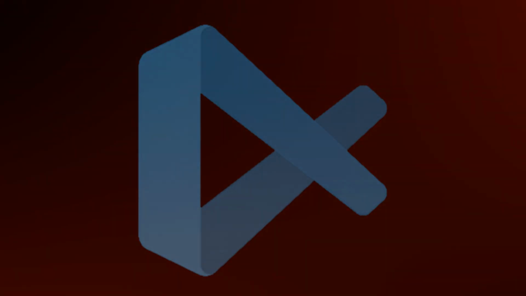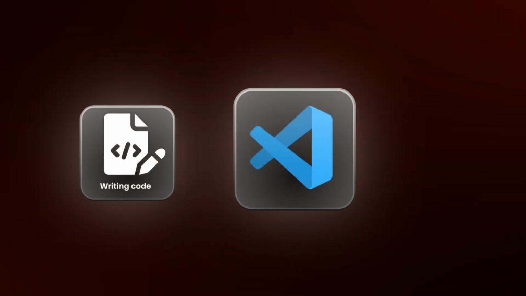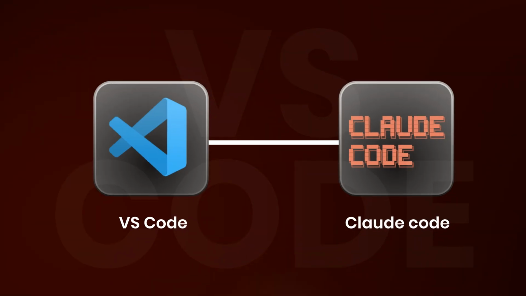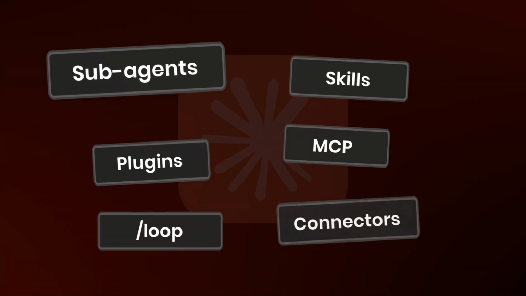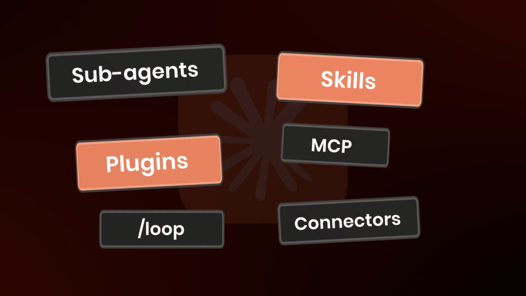Okay, this one is my personal favorite, the VS Code extension. It basically allows you to connect Claude Code directly inside VS Code. So if you want to build an application, this is where you should be. VS Code is the app where developers write and test their code. And with this extension, you're giving VS Code the smartest brain to build your project. You get all the Claude Code features directly inside VS Code. Things like plugins and skills, which I'll talk about later in this video.